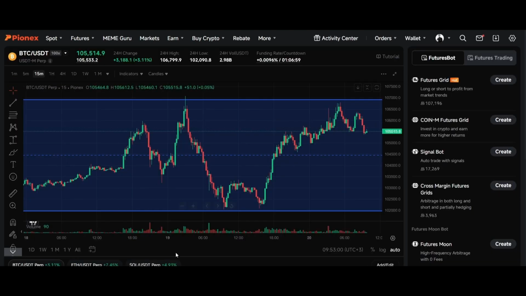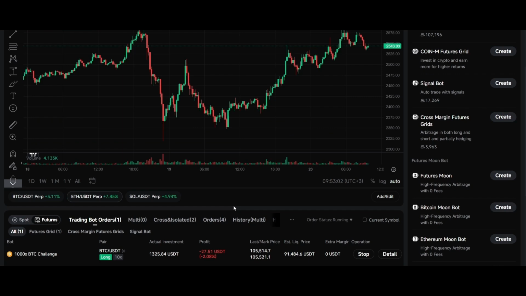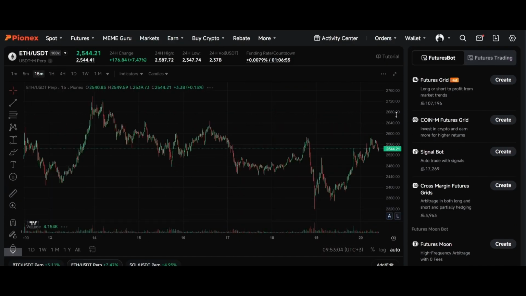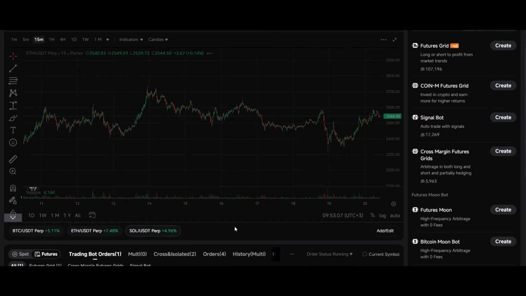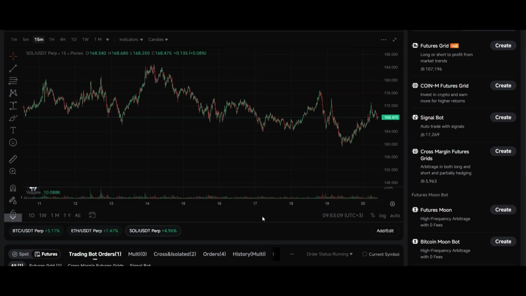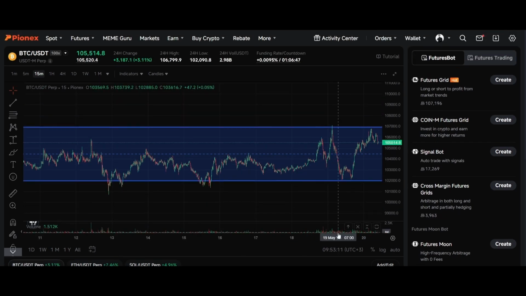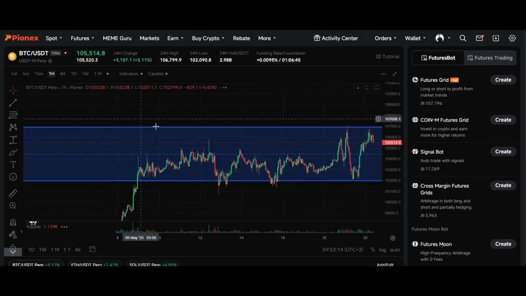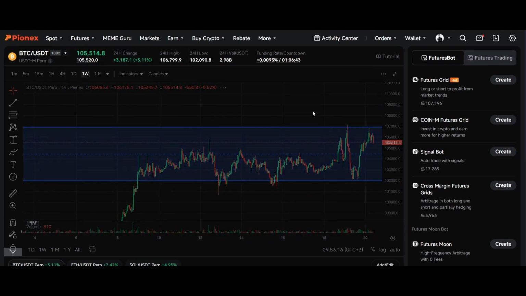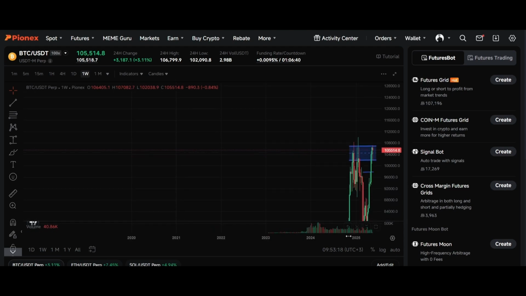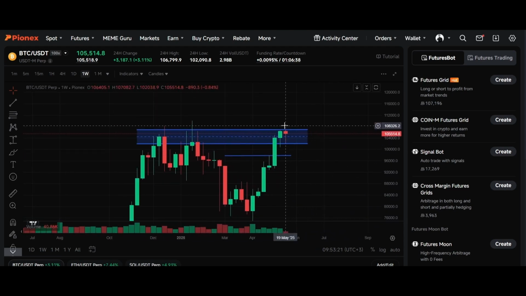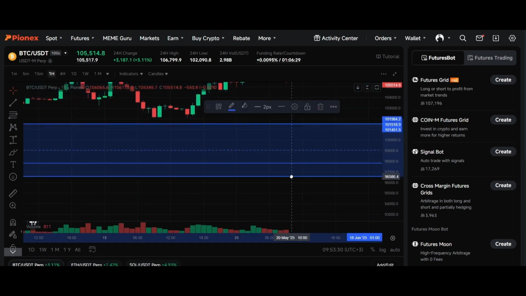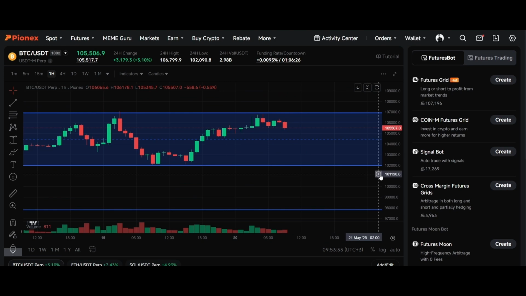So I think it's been looking good. Ethereum has been going up as well. Solana as well. So I expect sometime this week we break an all-time high. We are very, very close to the all-time high. But of course it's not guaranteed. But let's see.